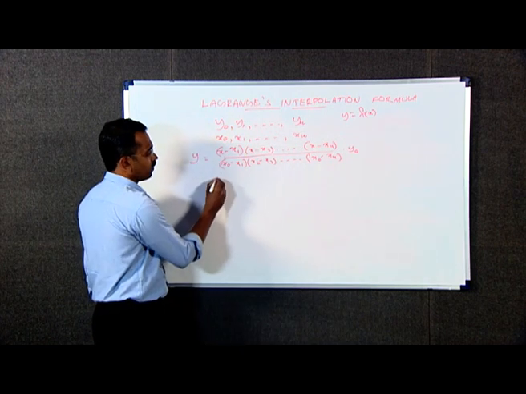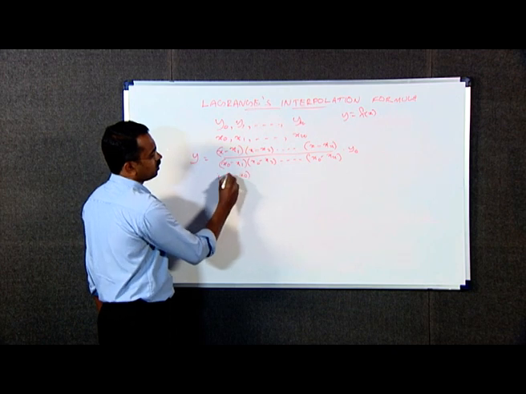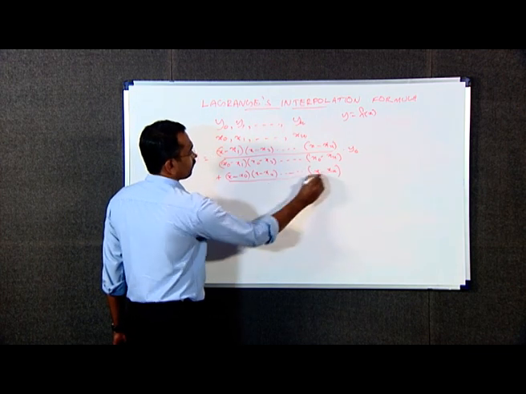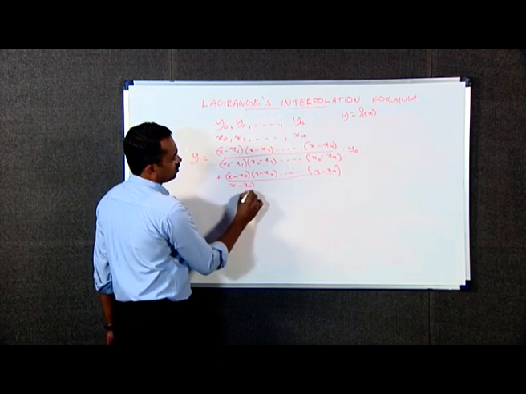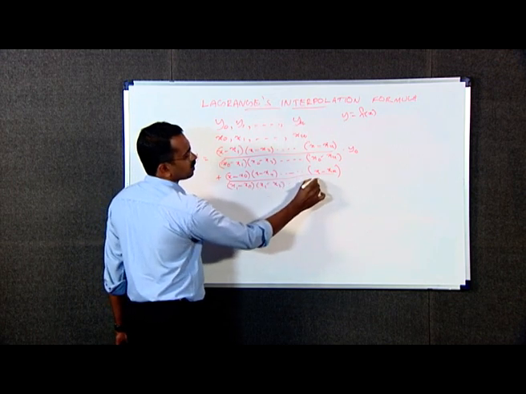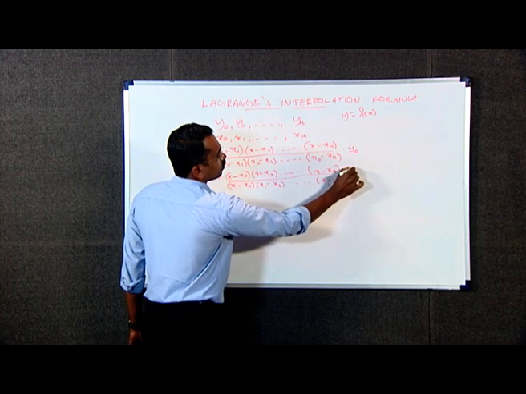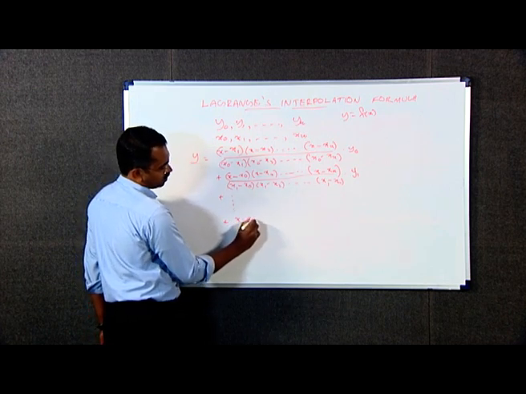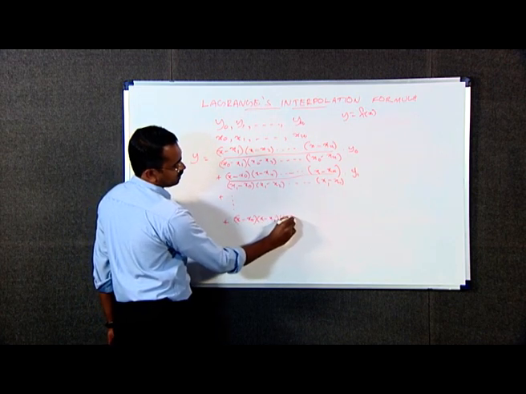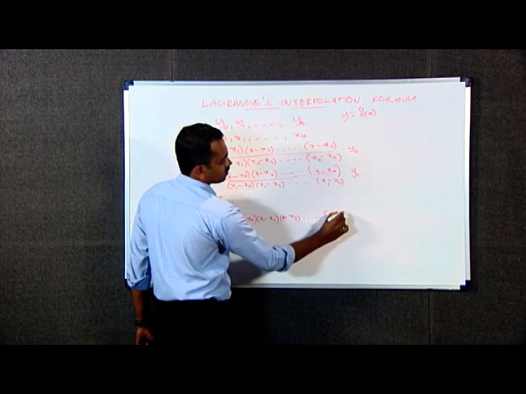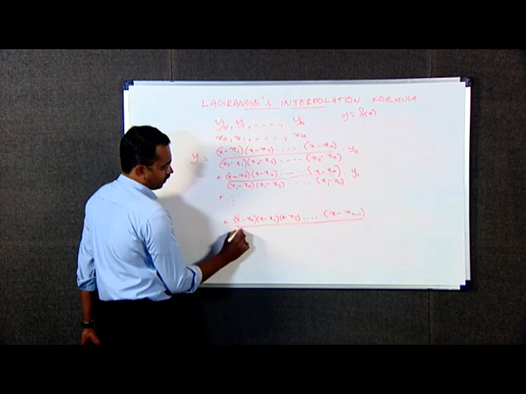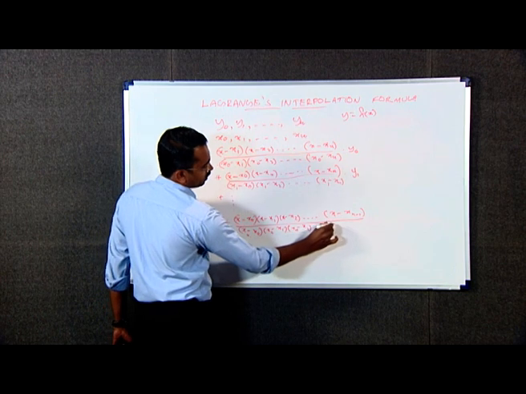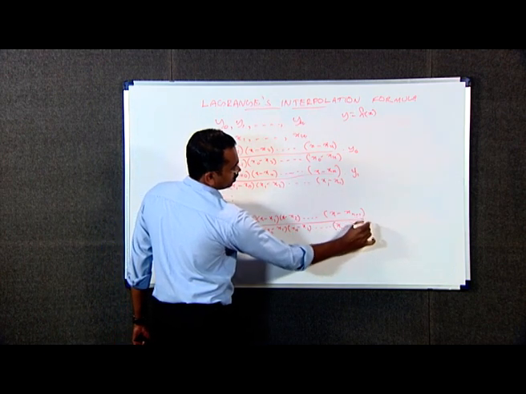This is the first term, plus the second term is x minus x naught into x minus x2 into etc. x minus xn all divided by x1 minus x naught into x1 minus x2 into etc. into x1 minus xn into y1 plus etc. plus the n plus 1th term is x minus x naught into x minus x1 into x minus x2 into etc. into x minus xn minus 1 divided by xn minus x naught into xn minus x1 into xn minus x2 into etc. into xn minus xn minus 1 into yn.